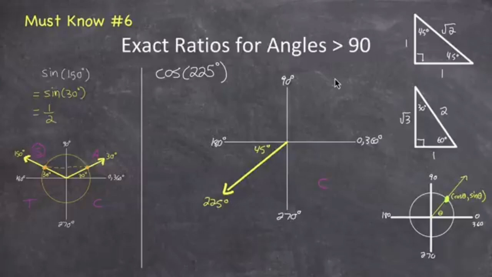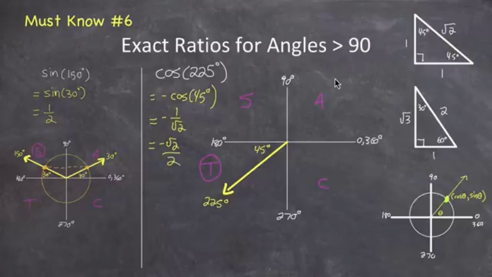And don't forget, based on the CAST rule, in this quadrant, only tan ratios are positive, which means any cosine ratio of an angle in that quadrant will have to be negative. So I can change the principal angle of 225 to the reference angle of 45 as long as I make the cosine ratio negative. So I can say this equals the negative cosine of the reference angle 45 degrees. And cosine of 45, from your special triangle, cosine is adjacent over hypotenuse. So I would have negative 1 over root 2, which if I rationalize that would be negative root 2 over 2. That would be the exact value of cosine of 225.